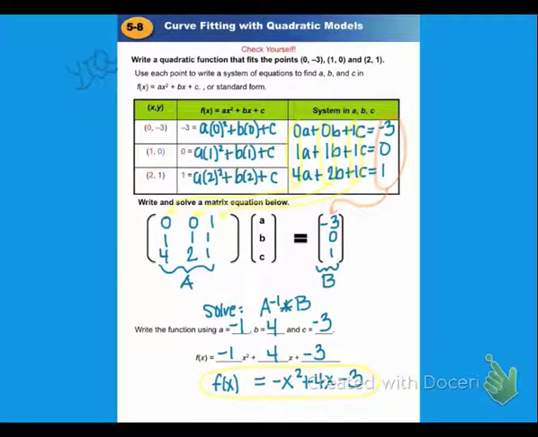So if you didn't get those answers, check that you had the right coefficients and the correct signs, like for instance the -3, make sure that was a -3 in your constant matrix. Be sure that you solved by using A inverse times B, but you should have gotten these values: -1 for A, 4 for B, and -3 for C. So this is your final answer here. -x squared plus 4x minus 3 is the quadratic function that can be modeled using those points. Okay, let's turn the page.